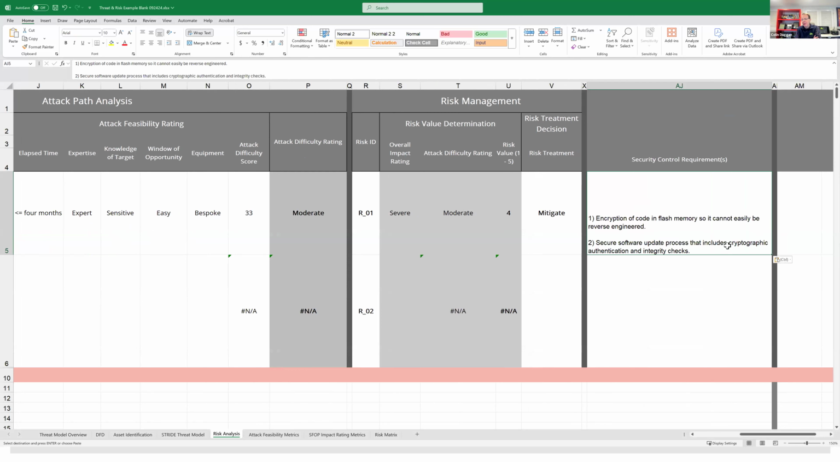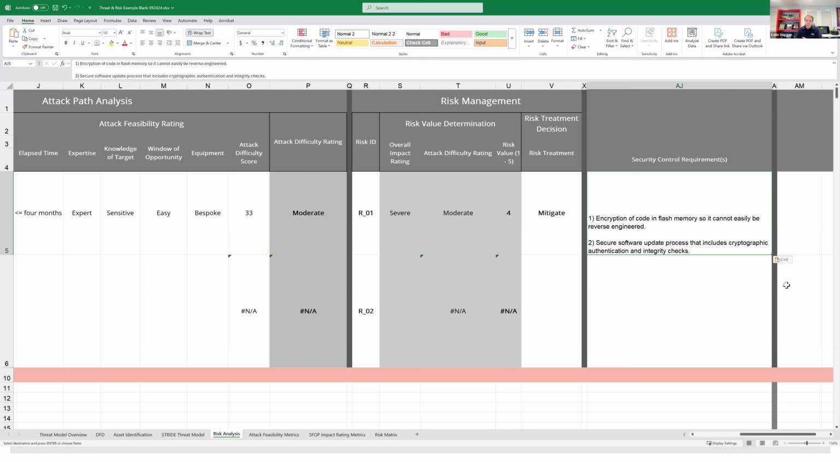not so easy, but I was thinking about a JTAG control, but this is encrypting code in Flash so that it can't be reverse engineered. We put this one in here because a lot of times people think encryption is to protect privacy of information, but in this case, it makes it more difficult to actually perform the attack because the attacker can't reverse engineer the code. They can't figure out how to put the exploit in the code. The other is having a secure software update with cryptographic authenticity and integrity checks. So those are the couple of controls we have in place.